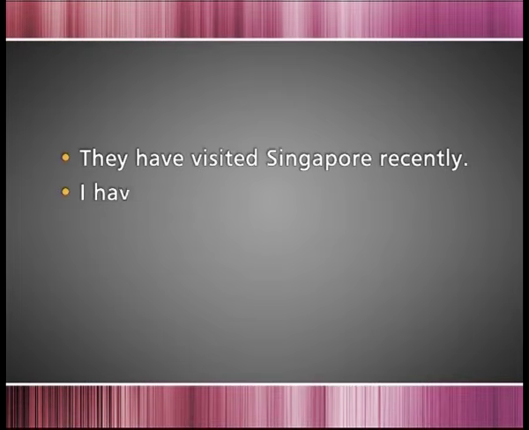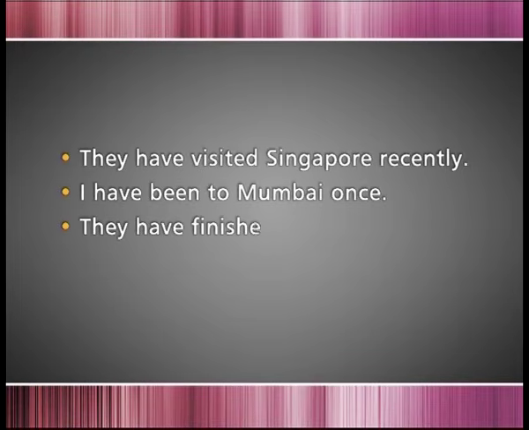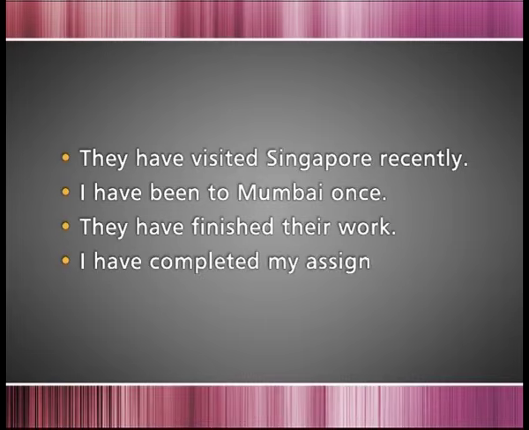Present perfect tense. The present perfect tense refers to an action or event that started at some time in past, was completed not much before the time of speaking, and the impact of which is retained at the time of speaking. For example, they have visited Singapore recently. I have been to Mumbai once. They have finished their work. I have completed my assignment.